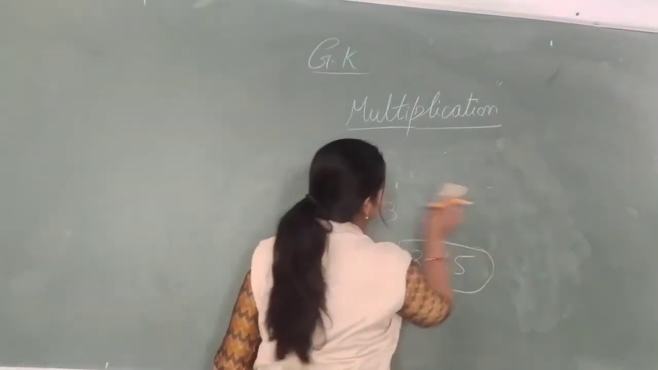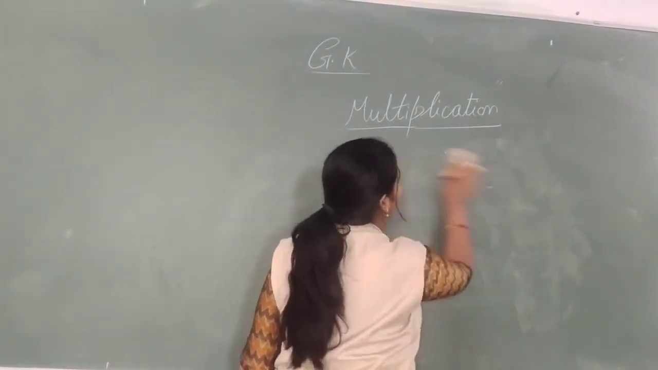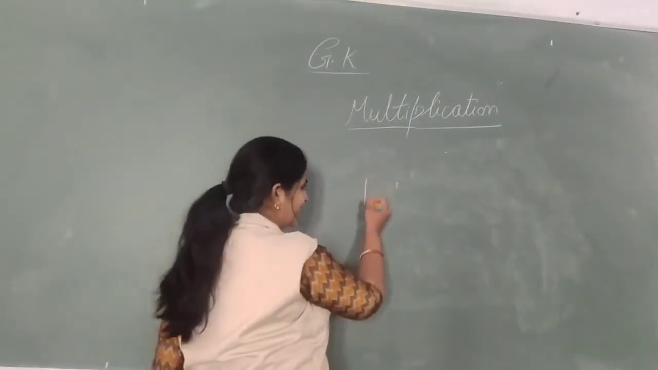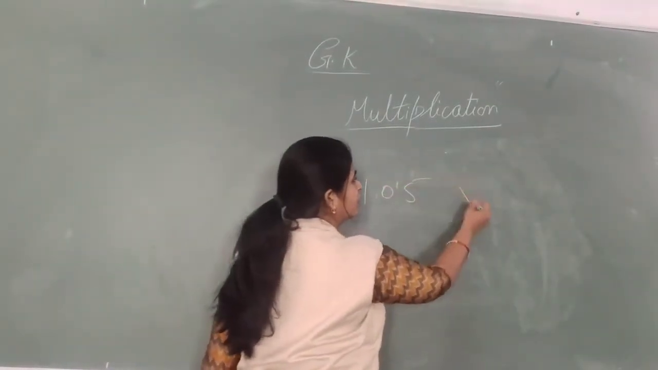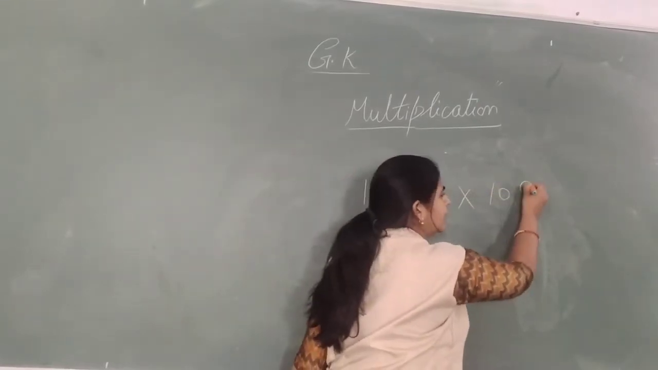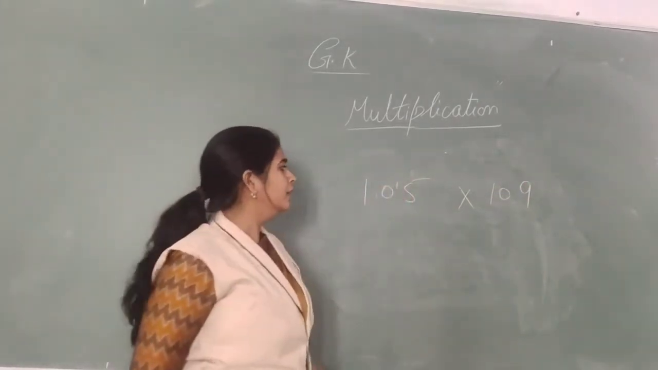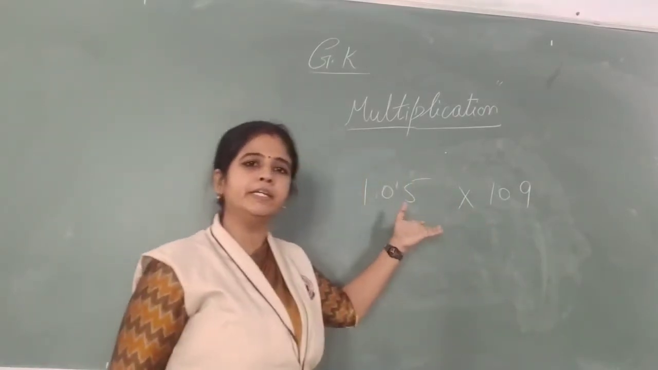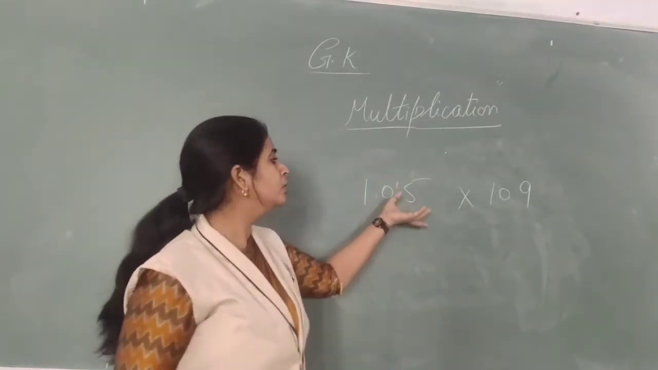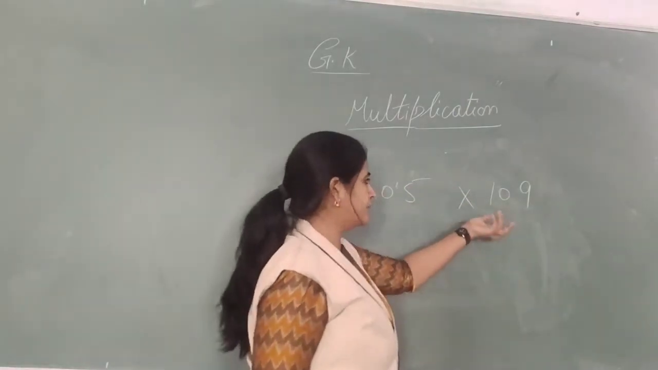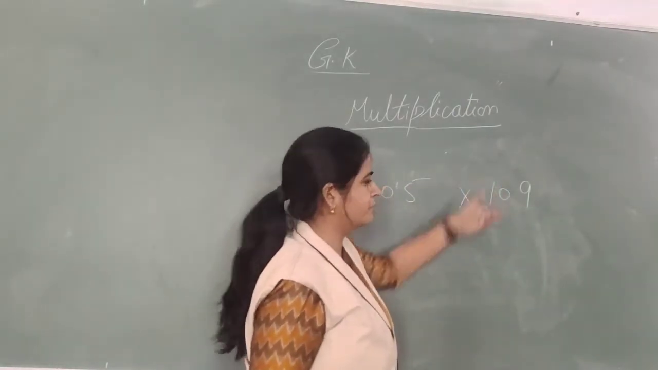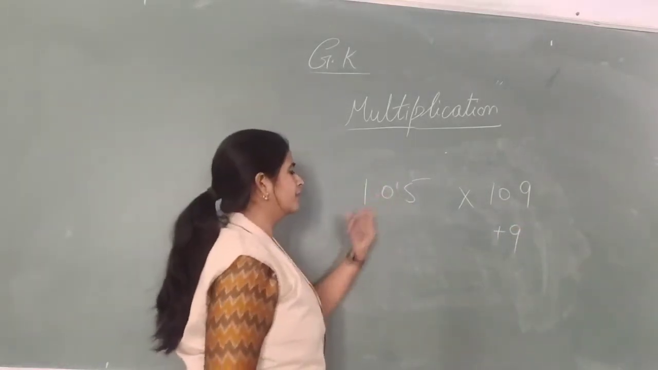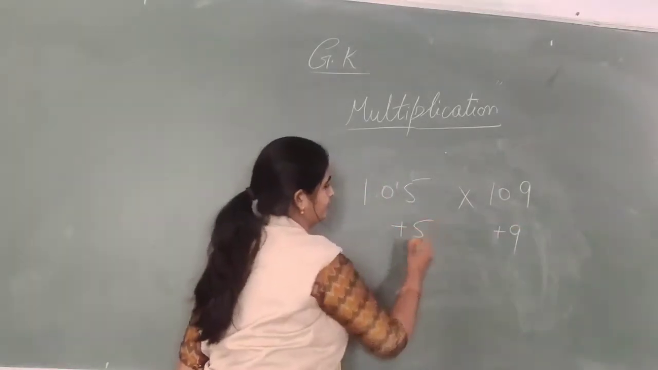Now one more example in which I have to add instead of subtraction. Let's take an example 105 multiplied by 109. Okay. Now both the numbers are greater than 100. So the first step is the same. You have to subtract 100 from this number, that is plus 9. And when you subtract 100 from this, that is plus 5.